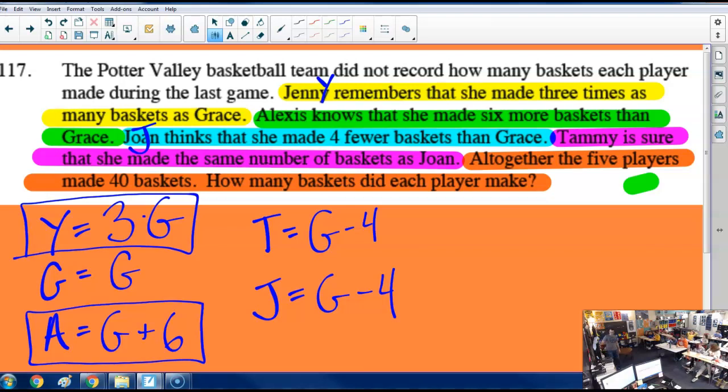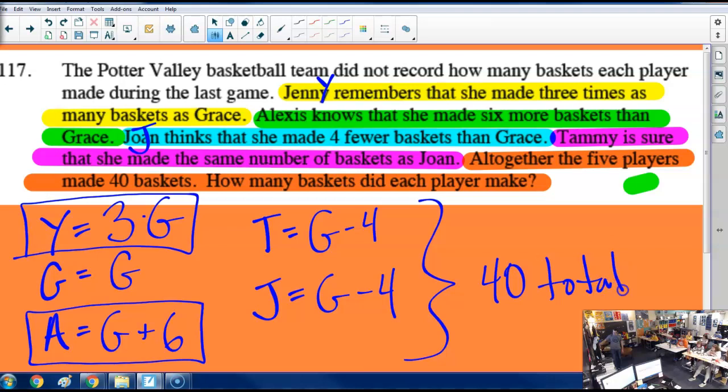Altogether now, they made 40. Should we copy that weird squiggly? It's like a mustache. Sure, I'm just restricted by my screen. You could have written all of this vertically. You know what I mean? You could have T and J down below A.